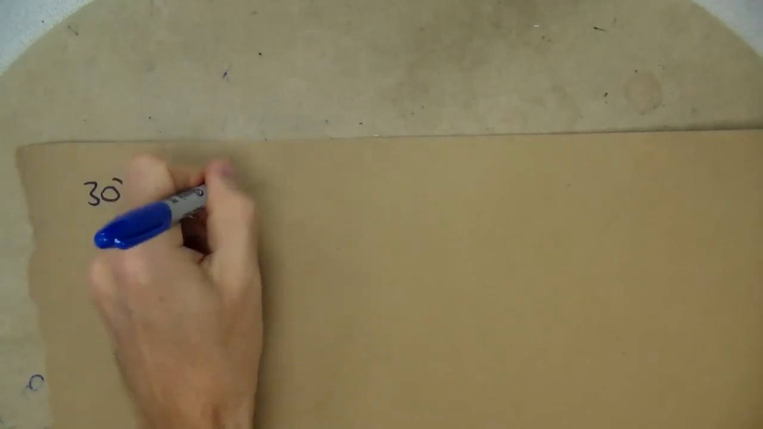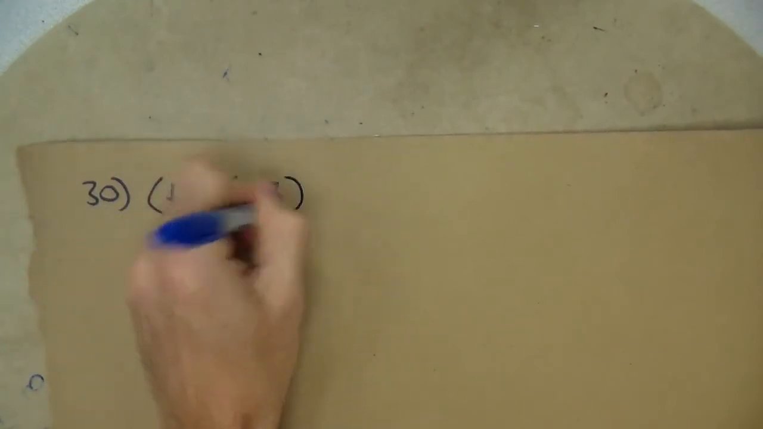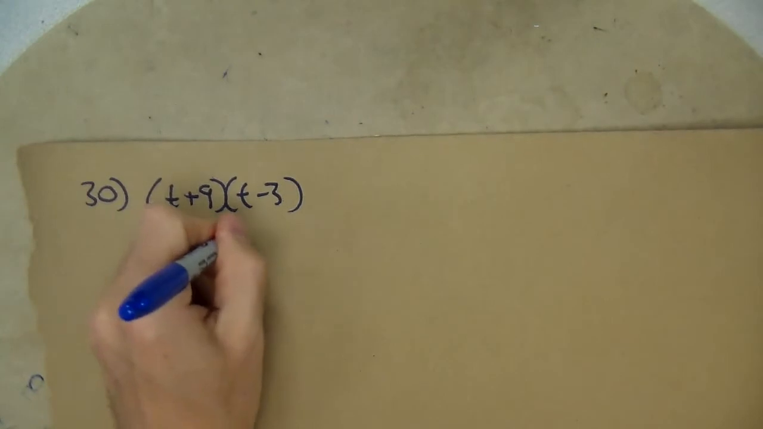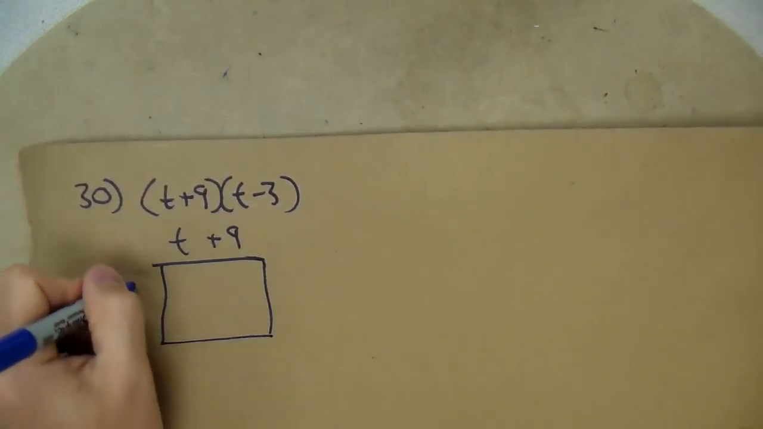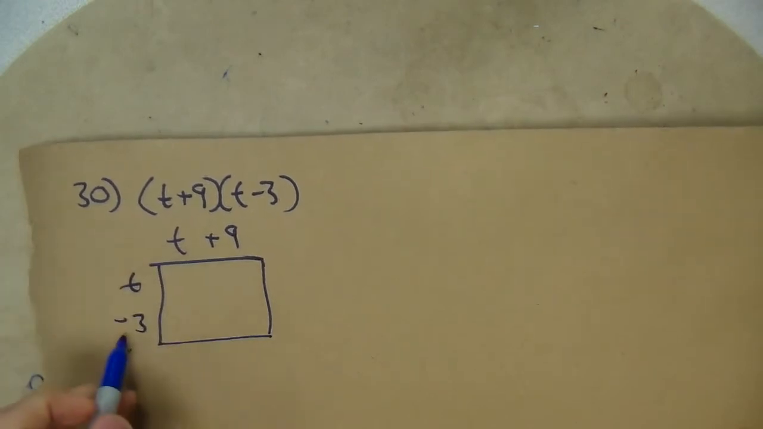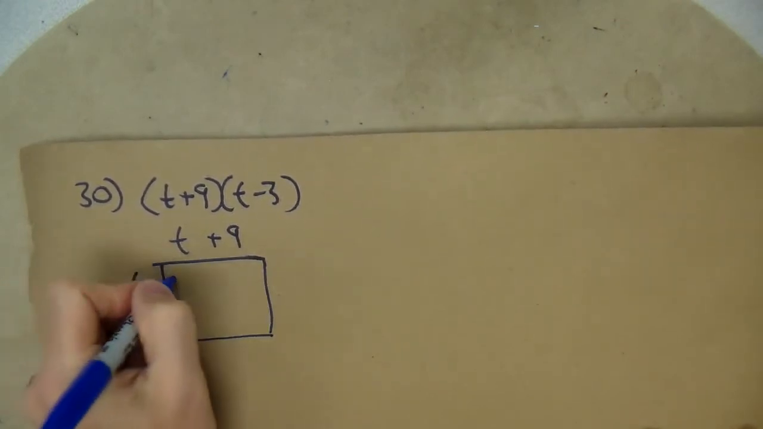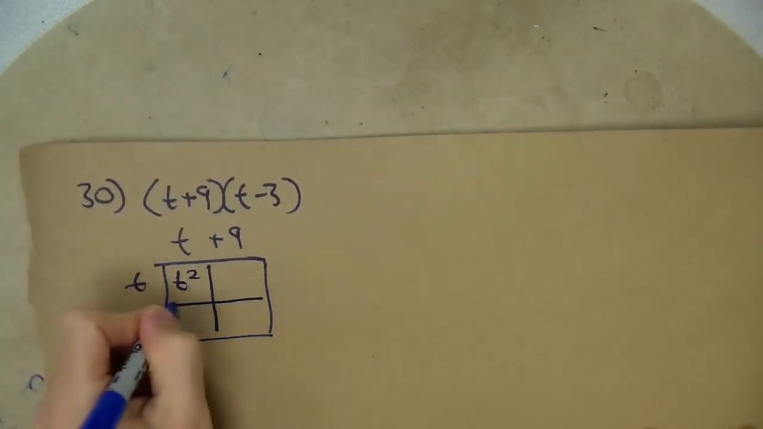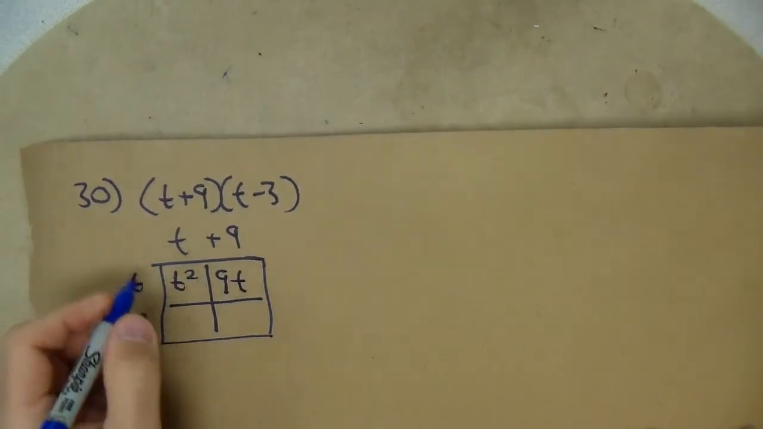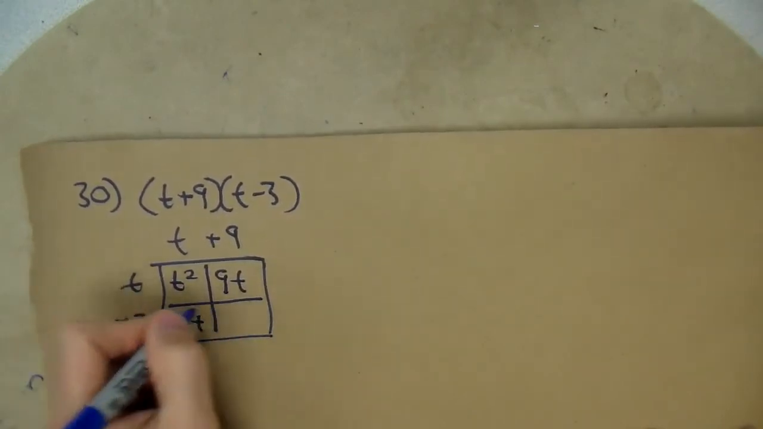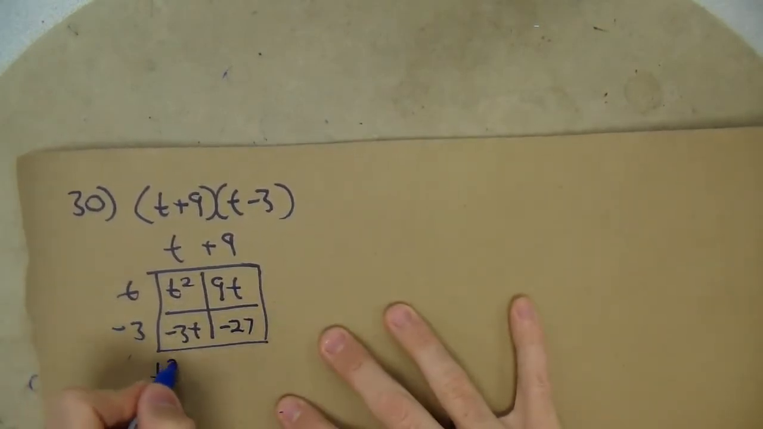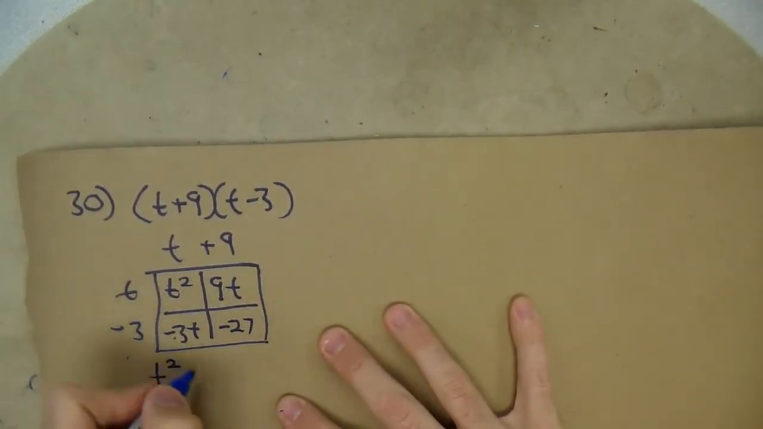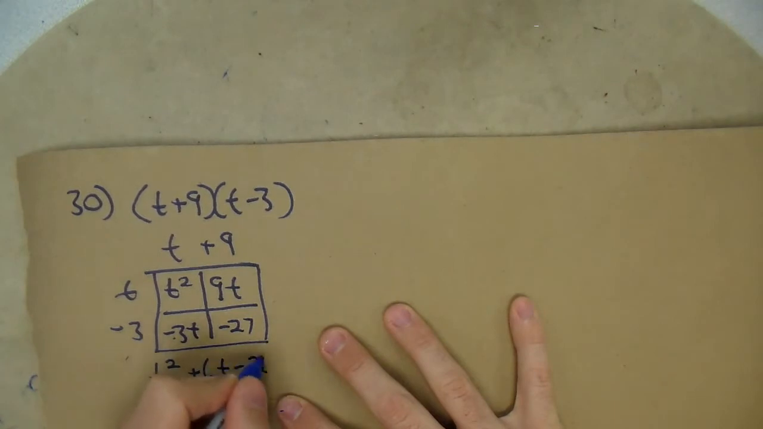T plus 9, t minus 3. Do t plus 9, another wonderful letter to use that's confused with a plus sign. And t minus 3, don't forget to bring the negative down for the minus 3. You don't want to forget that. We get t squared, 9t, negative 3t, and negative 27. So this becomes t squared plus 6t minus 27.